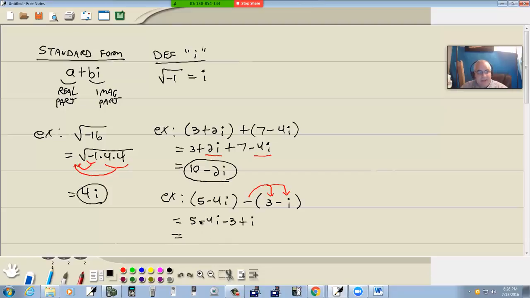Then you want to combine together like items. 5 minus 3 is 2. -4i plus i gives us -3i. And that would be our answer.